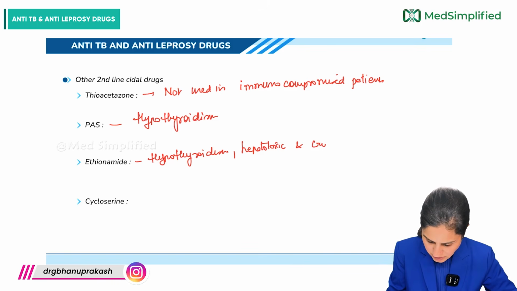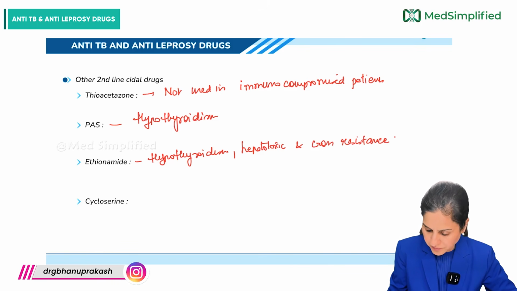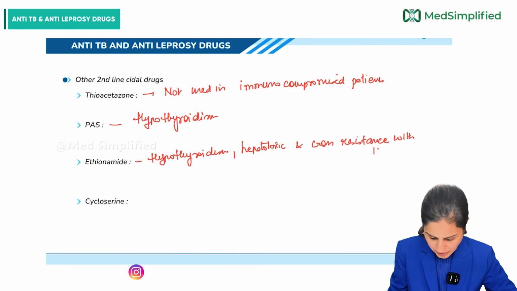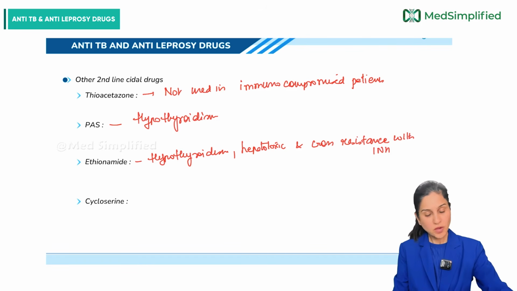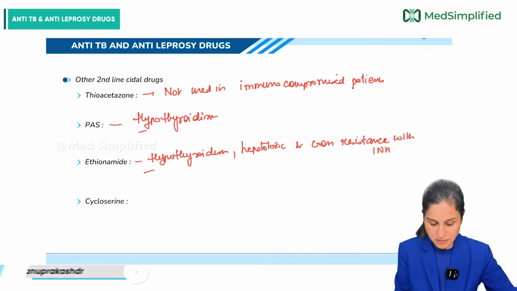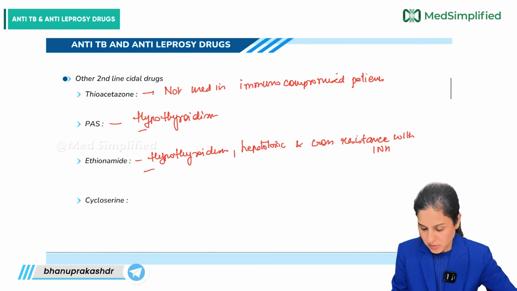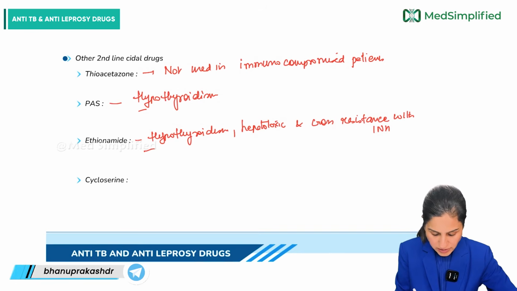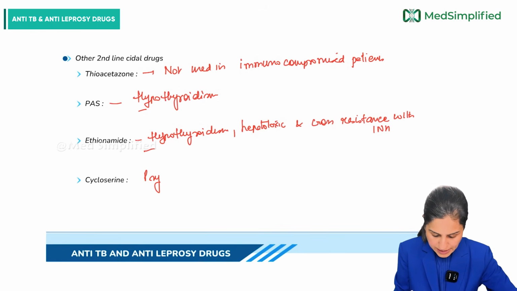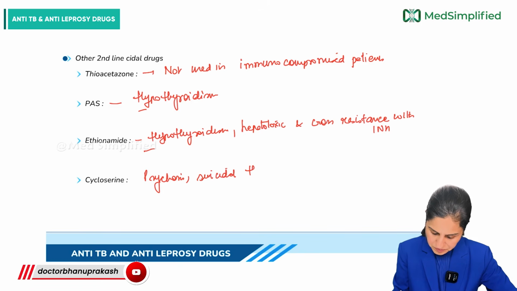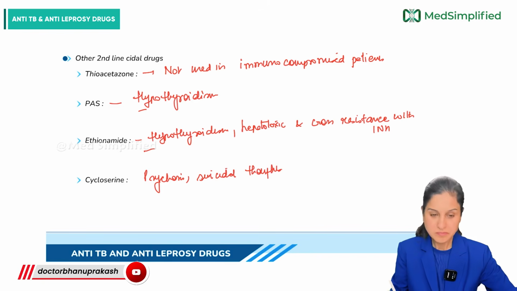And there is cross resistance with INH. Okay, hypothyroidism, PAS and ethionamide both are associated with. Ethionamide is also hepatotoxic and has cross resistance with INH. Cycloserine can cause psychosis and suicidal thoughts. Okay.